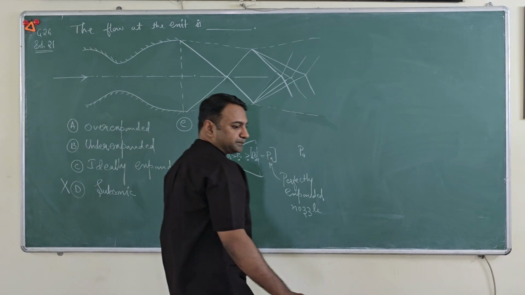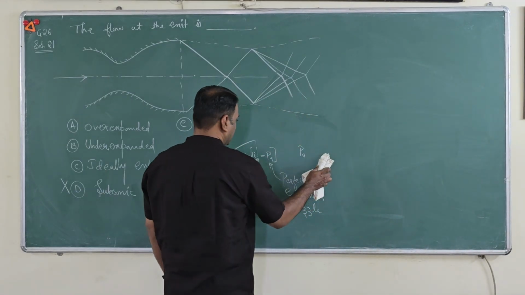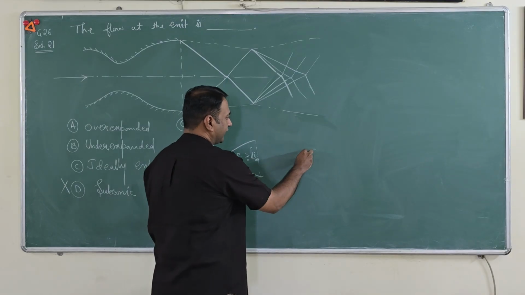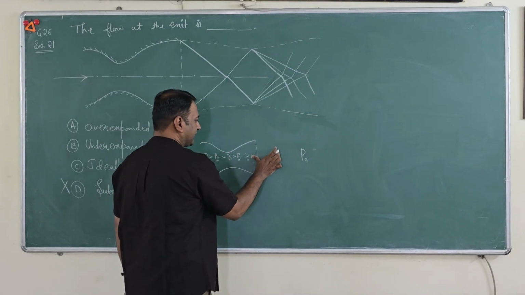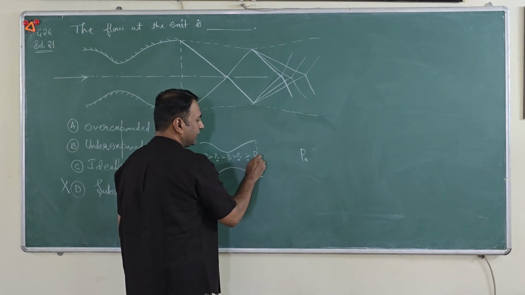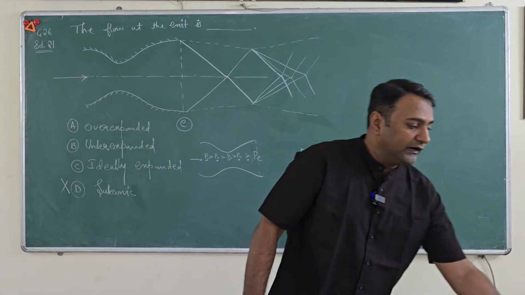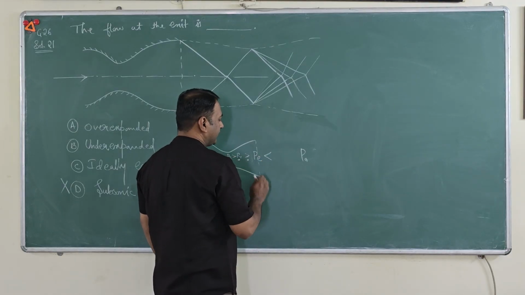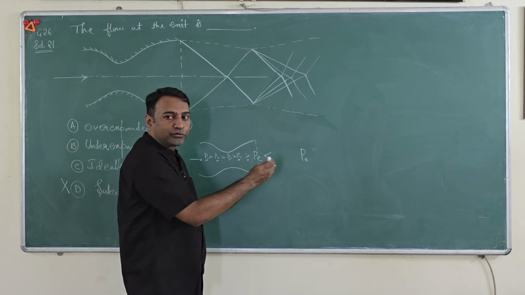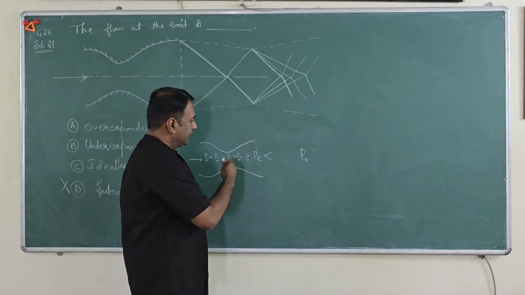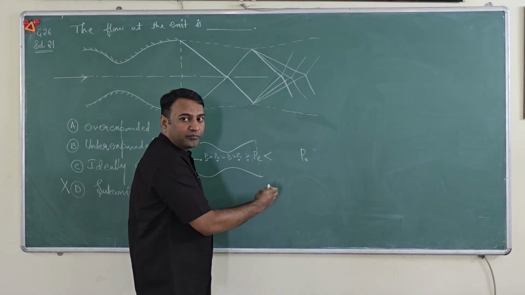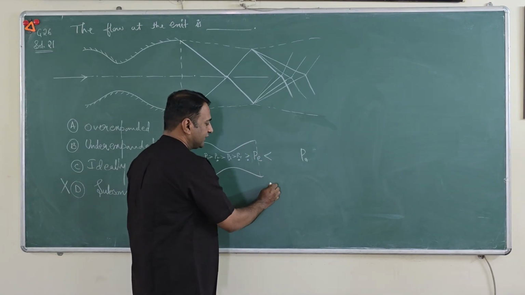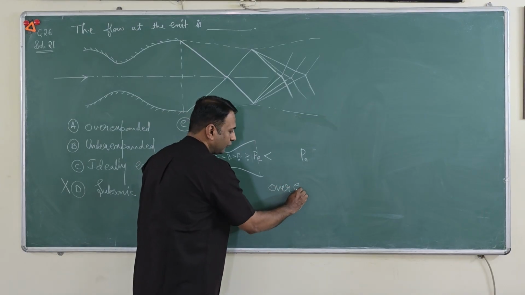Now let's say the atmospheric pressure is PA, and the pressure at the exit plane P has dropped to such a value that P becomes less than PA. It means it was supposed to expand up to the atmospheric pressure, but it has expanded more, meaning the pressure has dropped more. So if P becomes lesser than PA, the nozzle is called overexpanded.